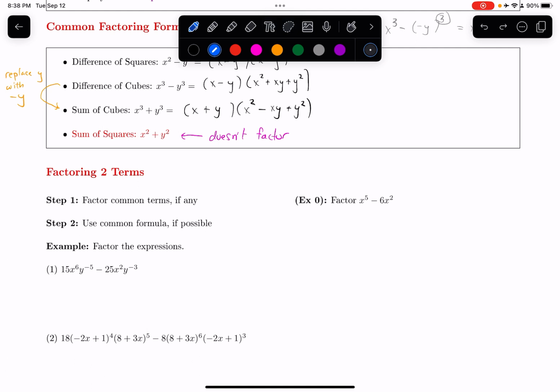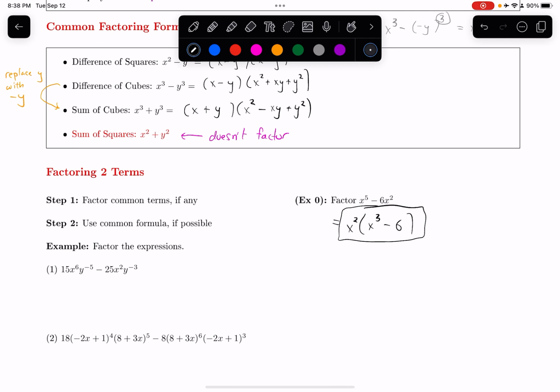So I want to notice first that these two terms have an x squared in common. So I'm going to factor that out. If I take out x squared, what I'll be left with is x to the third from the first term, and then minus 6 from the second term. Okay, so that's how it factors.